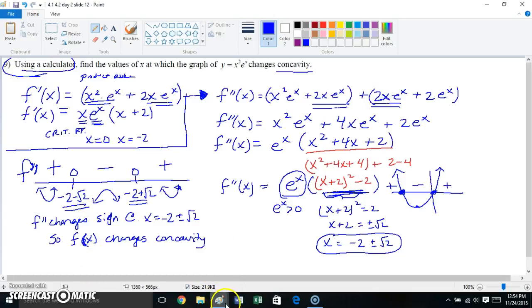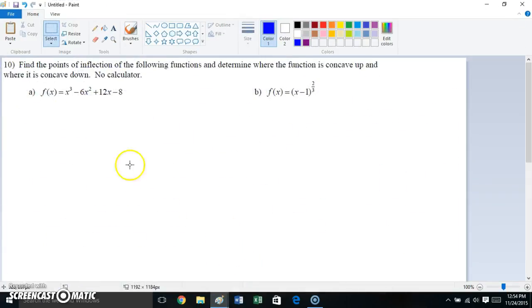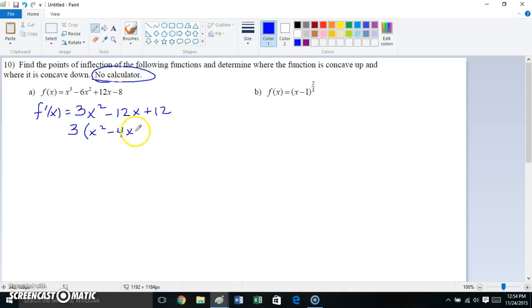All right, one more question. Oh, and two parts. Find the points of inflection in the following functions. Determine where the function is concave up or concave down. And no calculator. Okay. All right, first function is a cubic. So f prime of x, the derivative, is 3x^2 - 12x + 12. Factorable: 3 times (x^2 - 4x + 4). That's the same as 3 times (x-2)^2.